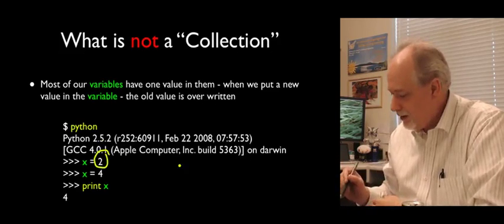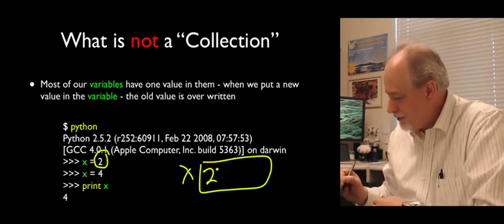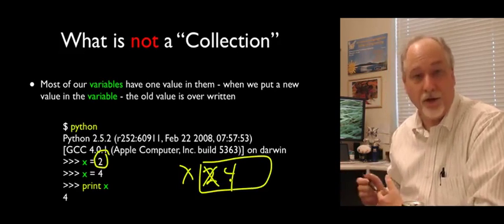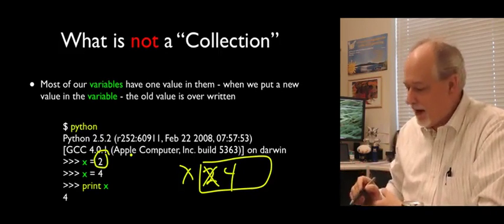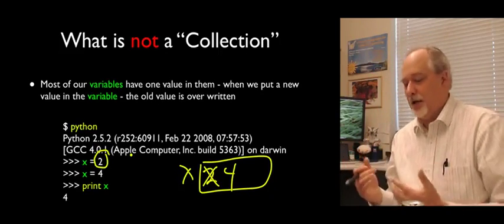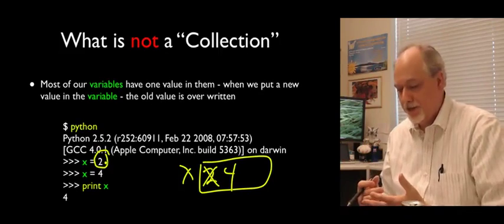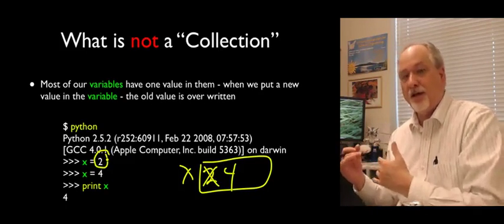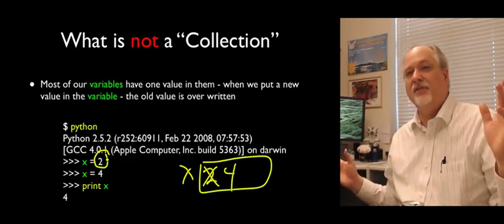Right? The 2 was there, x had a 2 in there, and then we cross it out and put a 4 in there. This is sort of the basic operation of the assignment statement. It's a replacement. But a dictionary allows us to put more than one thing, not using this syntax, but it allows us to have a variable that's really an aggregate of many values.